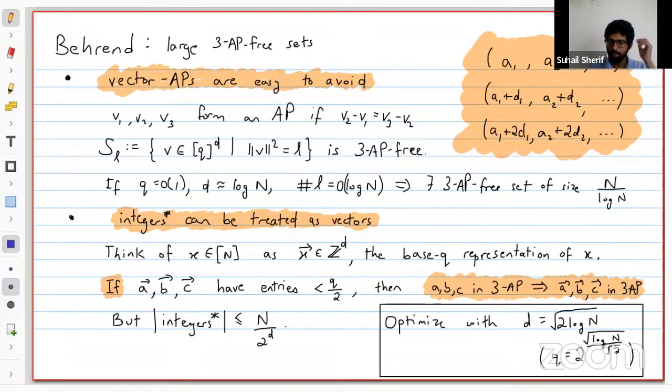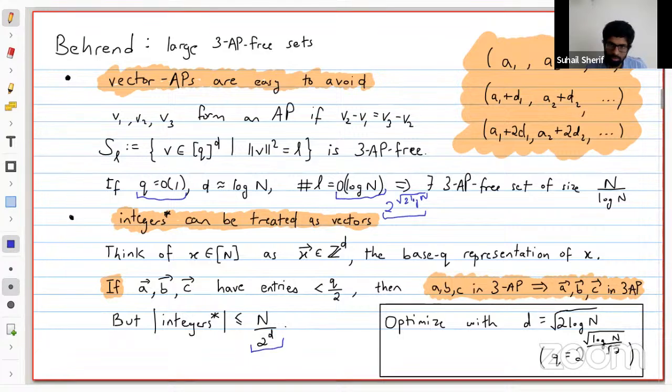So if we take d to be around square root 2 log n, then the number of such integers that we have is a fraction of, its fractional size is 2 to the root 2 log n. Since we're looking at the base Q representations, over here, we'll be putting Q to also be around 2 to the square root log n. And so the number of lengths here would also be something like 2 to the square root 2 log n. So over here, we lose a 2 to the root 2 log n factor. Over here, we lose a 2 to the root 2 log n factor.